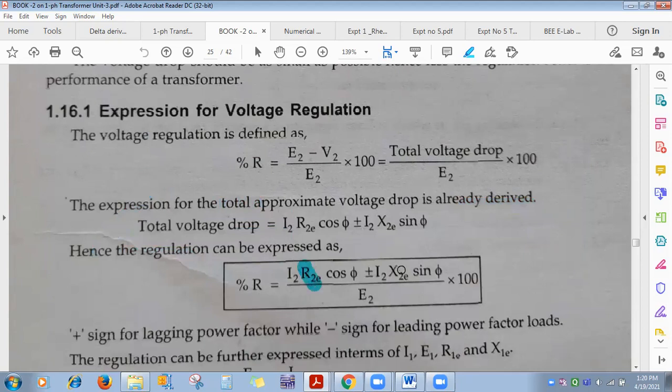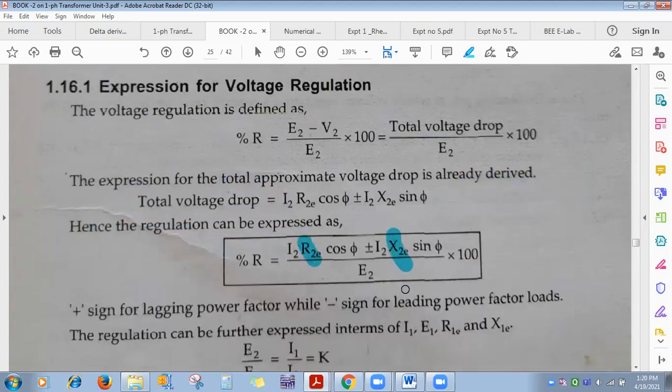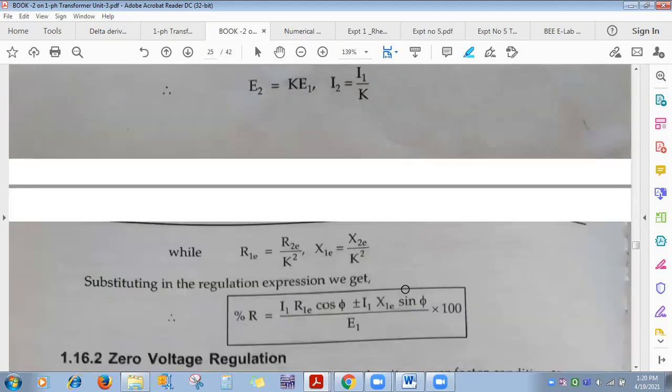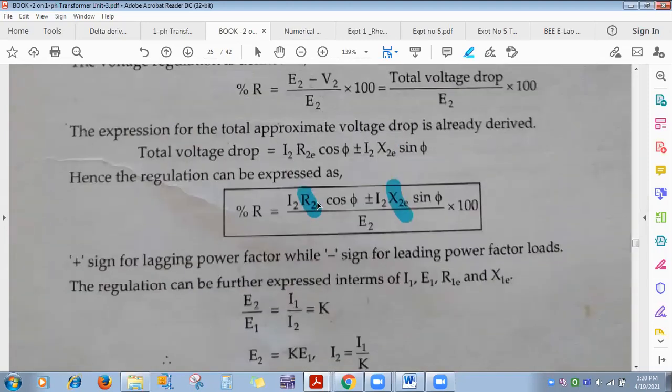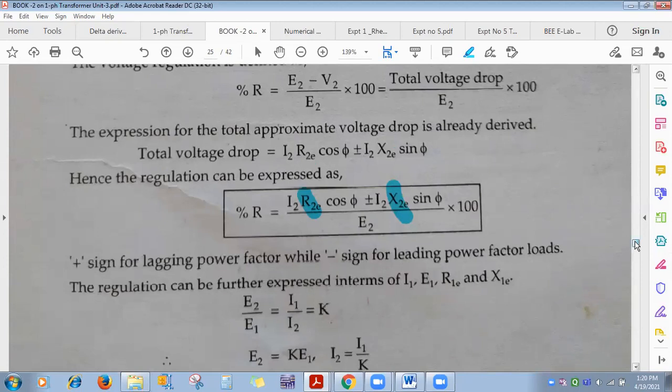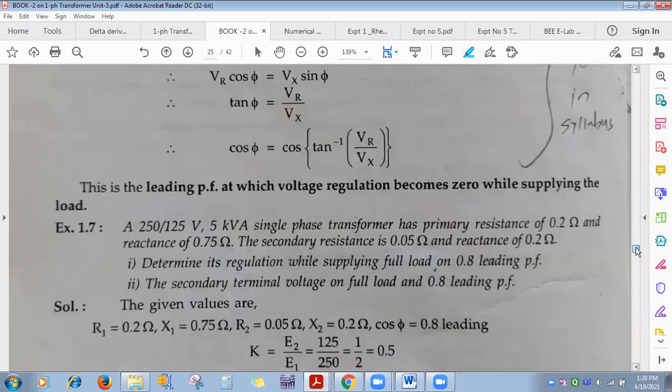And R2E means what? X2E means what? We have seen it number of times. What is R2E? R2E is R2 plus R1 dash. And what is R1 dash? R1 into K square. Same is the case with X2E. Okay. So hope all of you are remembering that formula. Now based on this, we'll see the numericals.